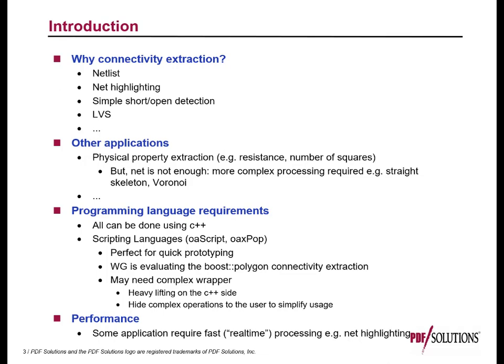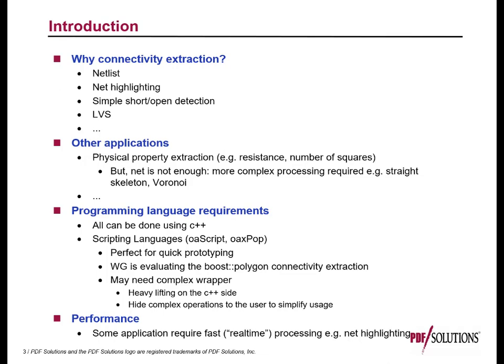Other applications you could think of, maybe physical property extraction. Let's say you want to do some kind of resistance extraction, a number of squares. Here you also need a network, but in addition to that, you might need some more complex processing, like a straight skeleton method or Voronoi. But that's all something we can also integrate. It's really not hard to get any kind of library which is out there in the world integrated into OA.